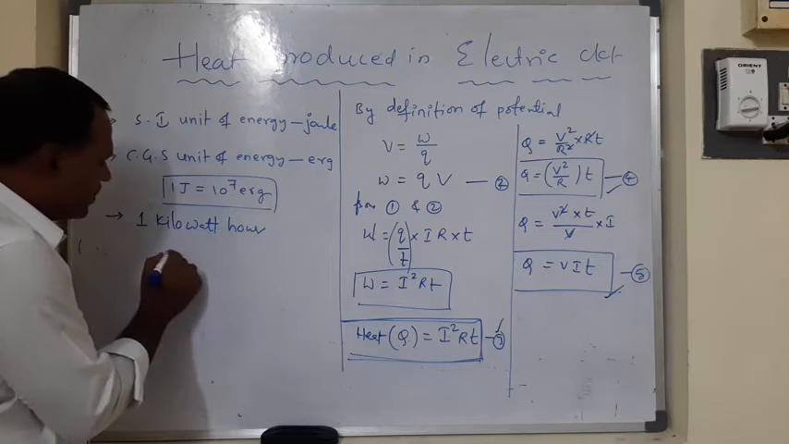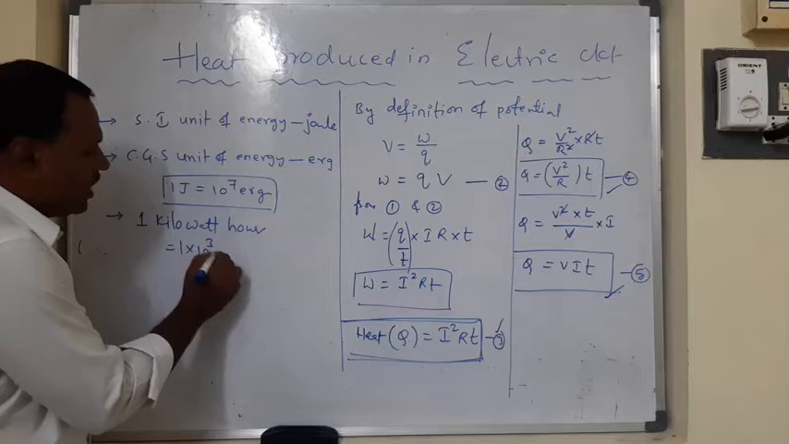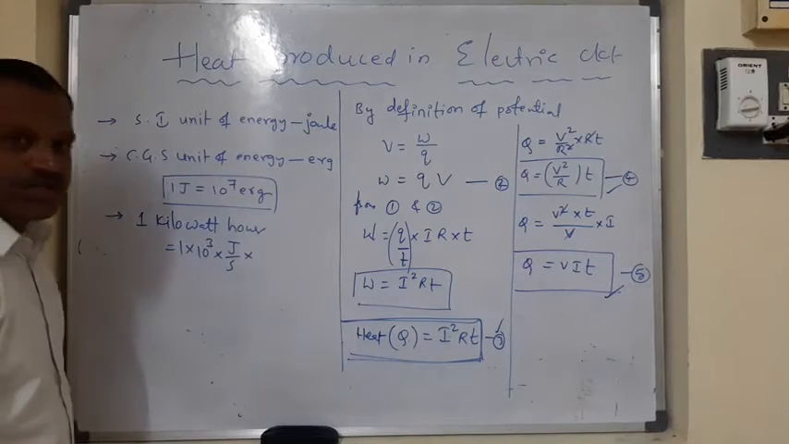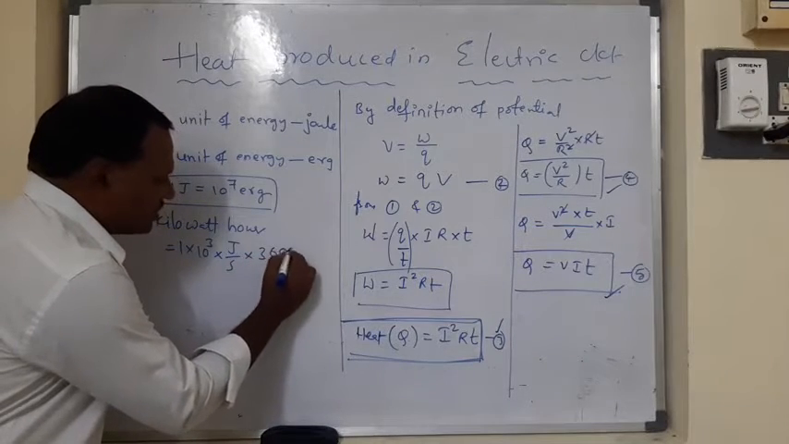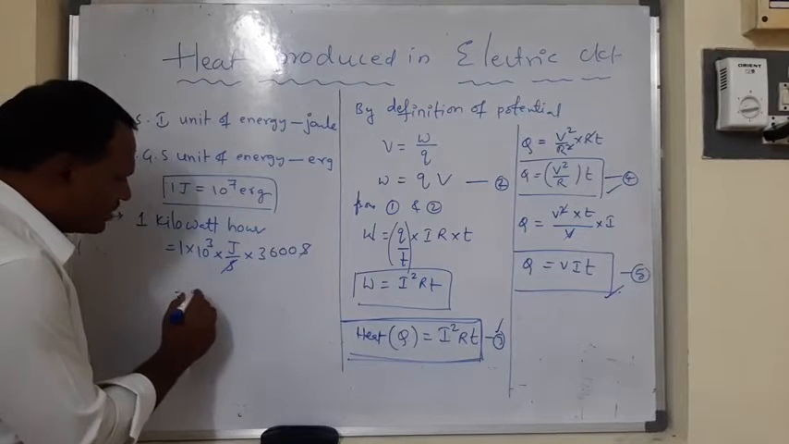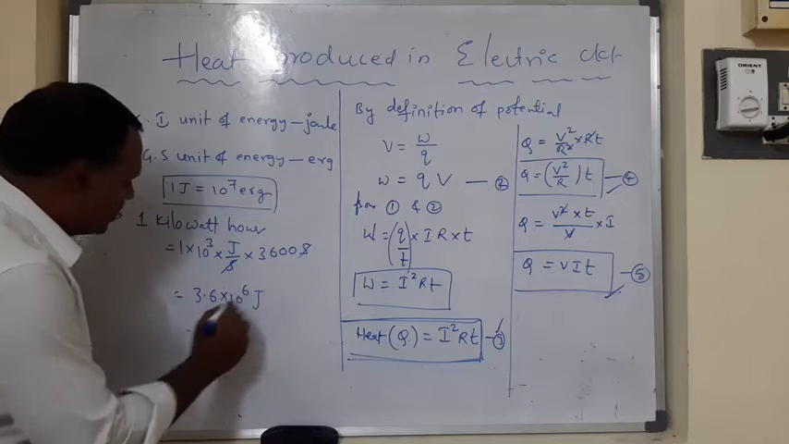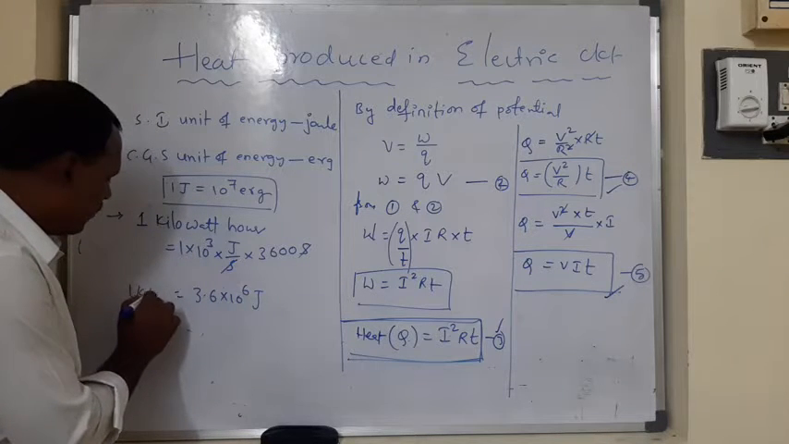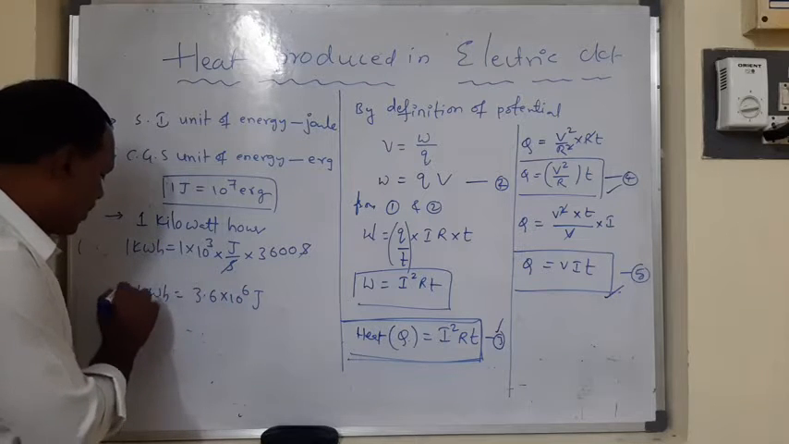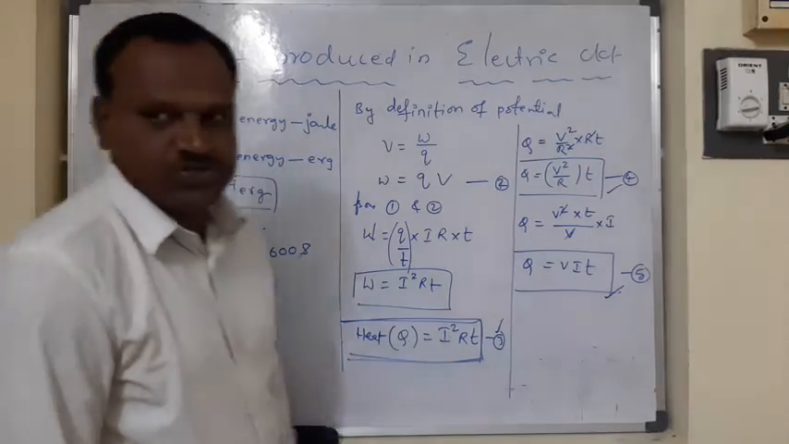So 1 kilowatt hour is equal to 1, kilo means 10 power 3, watt is joule per second, hour per hour how many seconds? 3600 seconds. So these seconds cancel. So now you can get this one, it is 3.6 into 10 power 6 joules is the 1 kilowatt hour. 1 kilowatt hour is equal to how many joules? 3.6 into 10 power 6 joules.